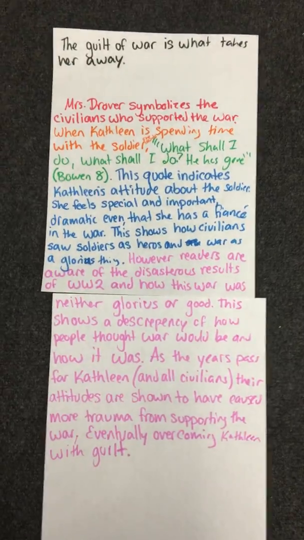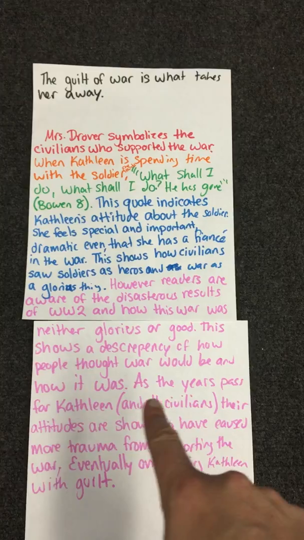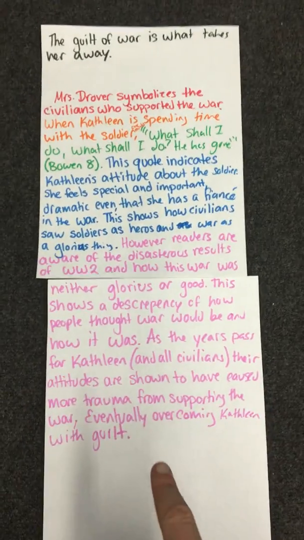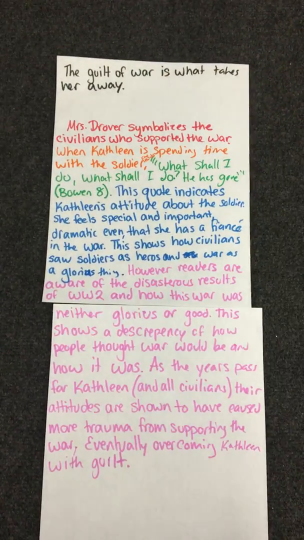Here we go. And so we see that we're talking about symbolism. Yeah, we talk about how all civilians, what it represents. So we definitely come back to our claim. And we talk about guilt. So that is coming back to our thesis overall.